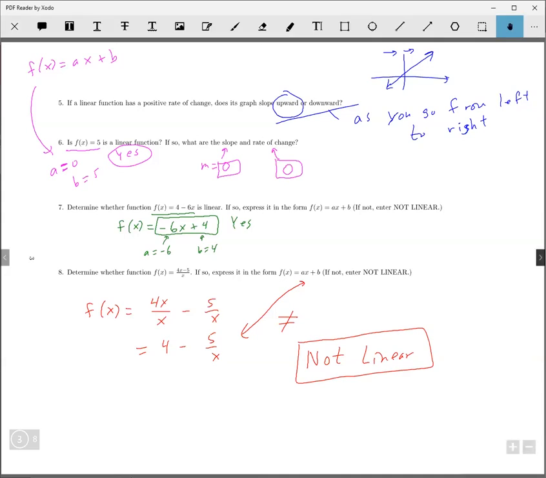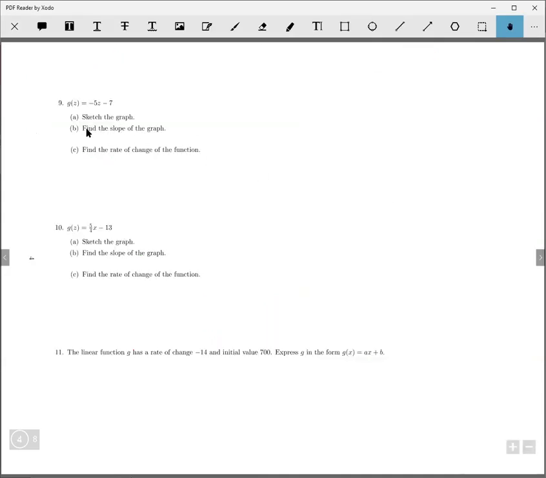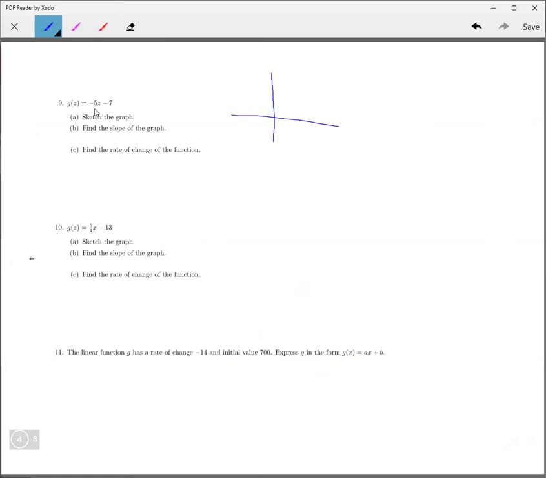Okay, let's take a look at number 9. Here we're supposed to, well, 9 and 10, we're going to go ahead and do those in WebAssign. But let me just give you a really quick one down here. I'll just do it by hand really quickly. What you want to do is go to the y-intercept first, down here at negative 7.